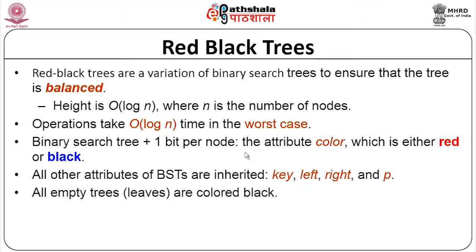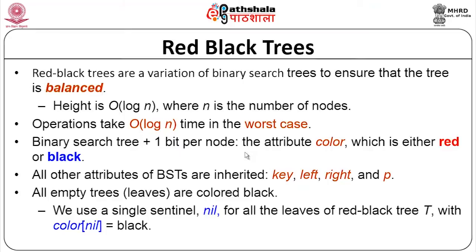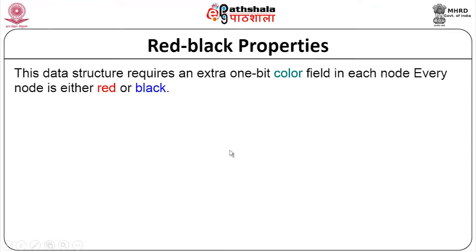Now, please note we are coming to the red black properties, specific properties. One is every node will be colored either red or black. So, it will have an attribute called color, and then all other attributes of binary search trees are inherited. All empty trees, that is leaves, are colored black. We use a single sentinel nil for all the leaves of red black tree T with color of nil equal to black. So, we just specify that, that is it. And the root's parent is also nil of T, that is, normally we do not have a parent for it.